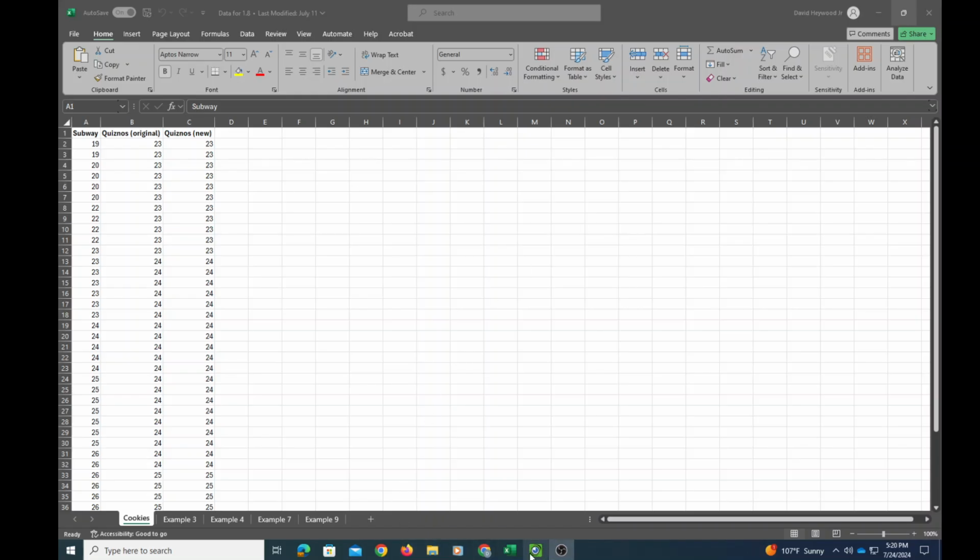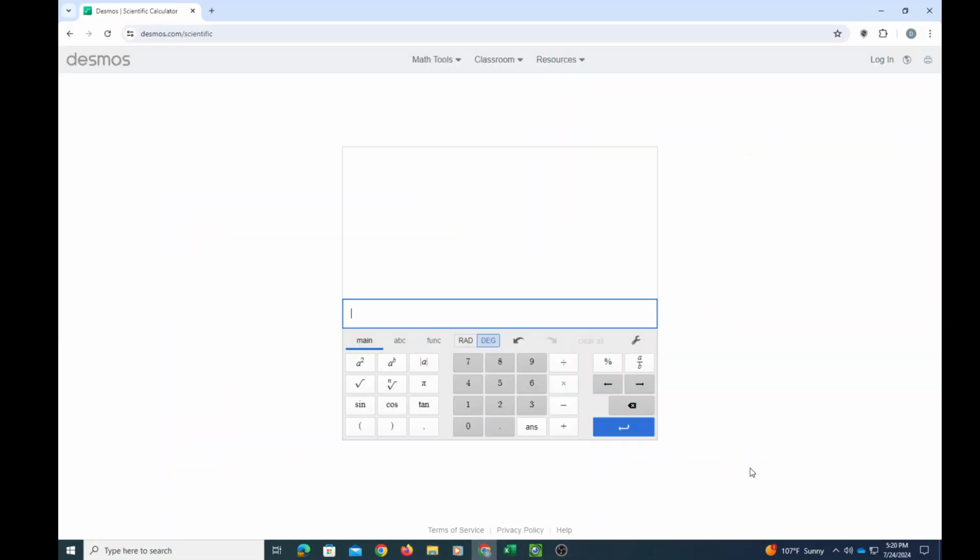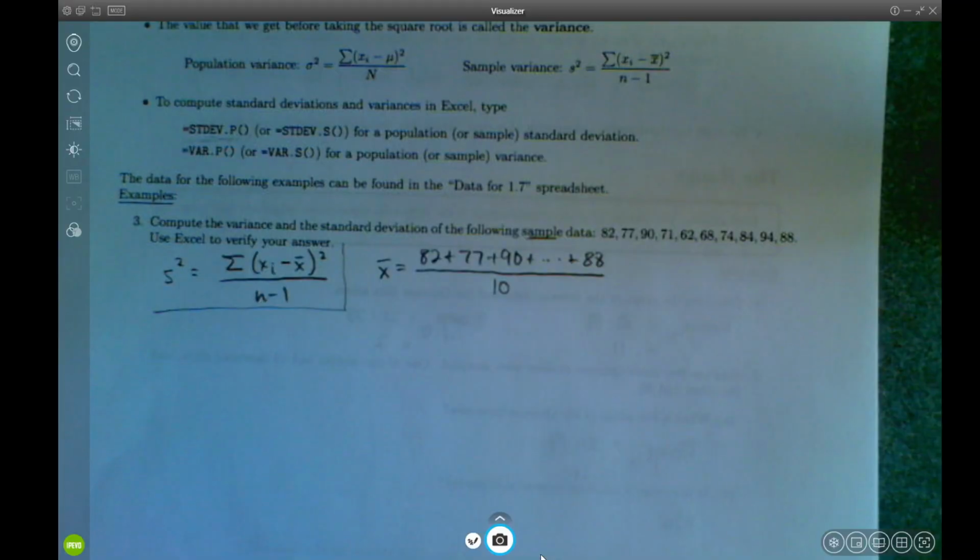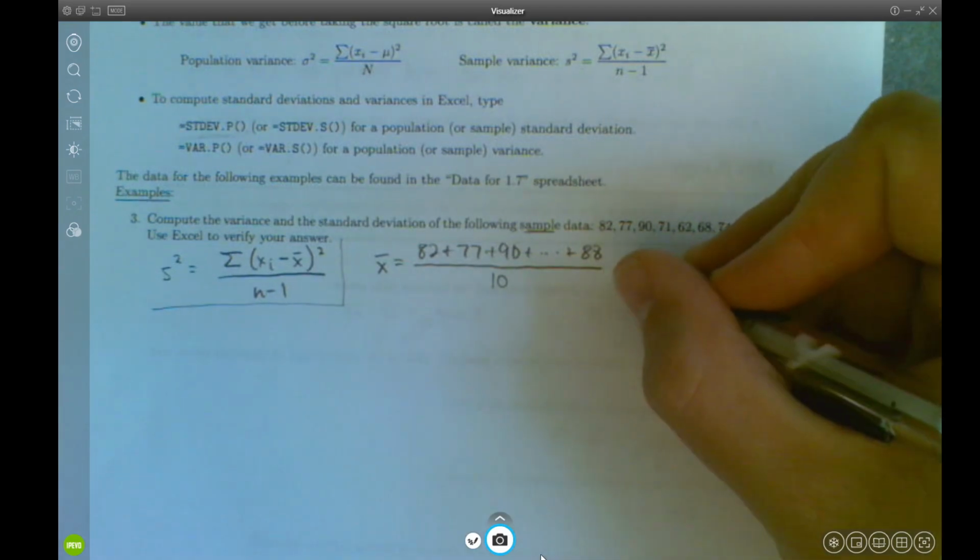So let's head over to our calculator and see how much that is. So we'll do 82 plus 77 plus 90 plus 71 plus 68. Oh, I missed the 62. Plus 62 plus 68 plus 74 plus 84 plus 94 plus 88. That comes out to 790. If we divide that by 10, of course we get 79. So our sample mean is 79.